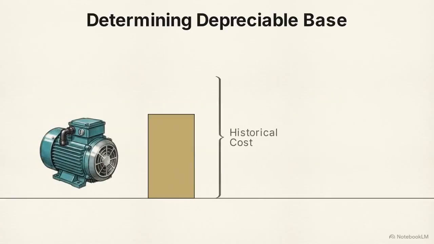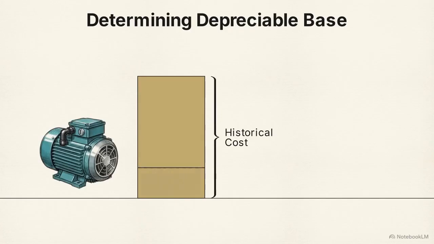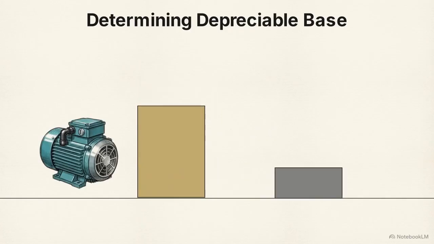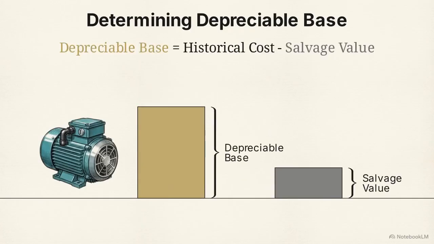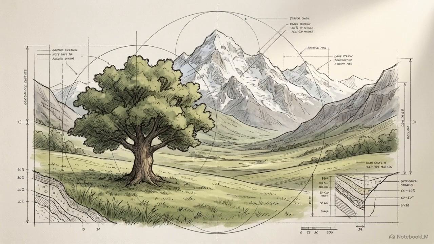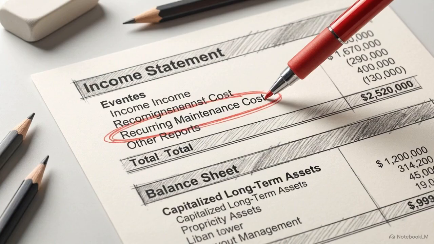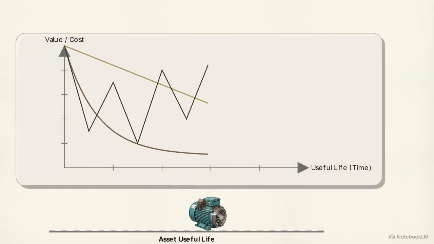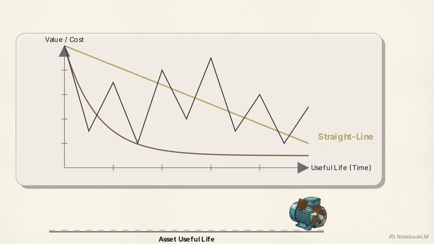To allocate these costs, accountants determine the depreciable base, which is the historical cost minus the estimated salvage value, the amount expected upon disposal. Land is a critical exception to this rule. Because it has an indefinite useful life, land is never depreciated. These definitions serve as a safeguard, preventing companies from artificially inflating their assets by hiding routine operational costs on the balance sheet.